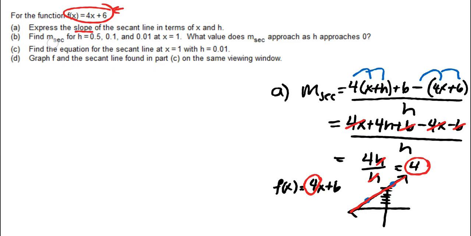For part B, it says find the slope of the secant line for h equals 0.5, 0.1, 0.01 at x equals 1. So this is a unique problem because our slope of the secant line that we found is a constant 4. So it's not dependent on what h is, and it's not dependent on what x is. So the slope of the secant line is going to be 4 for each one of these situations. So the value of the slope as h approaches 0 will be 4.